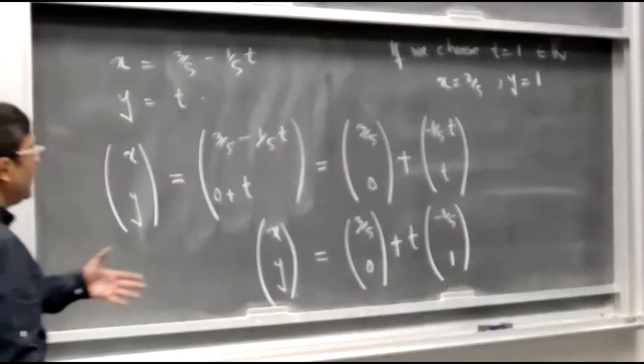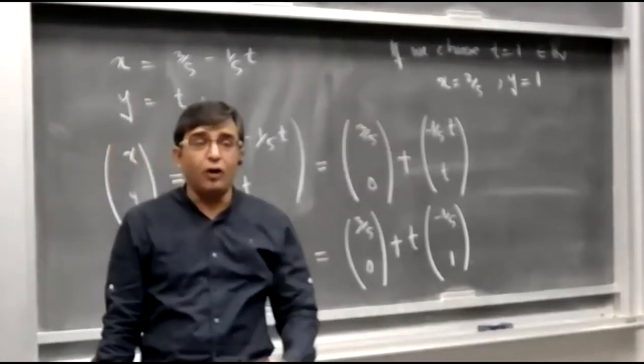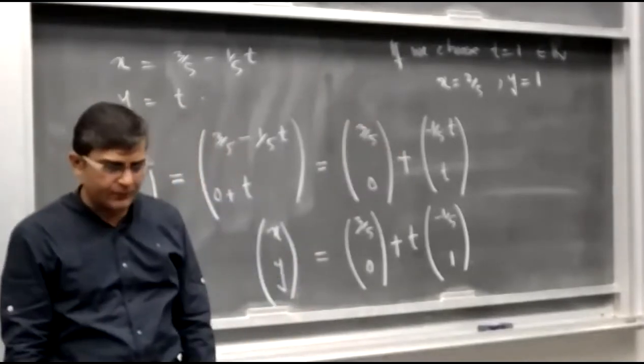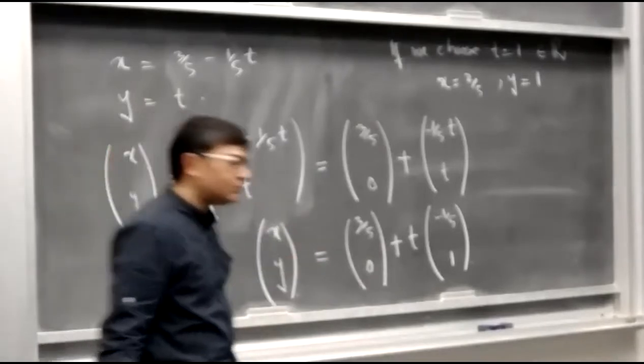This is basically the parametric form of the equation of that straight line, the parametric form of that linear system. Okay? So this is how you write the solution.